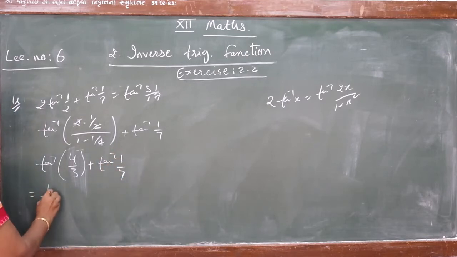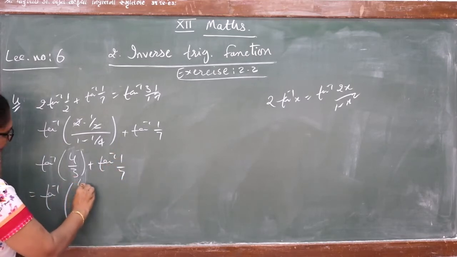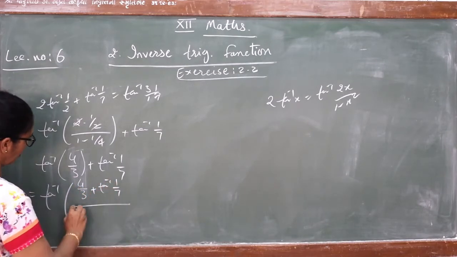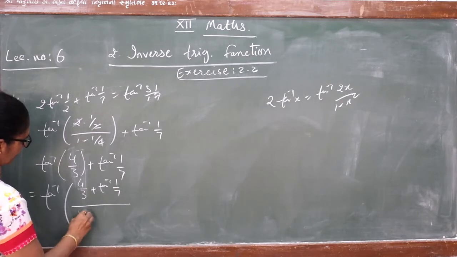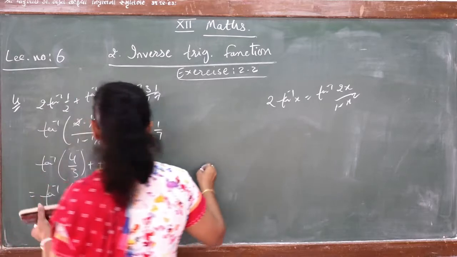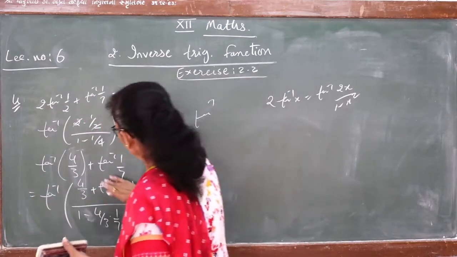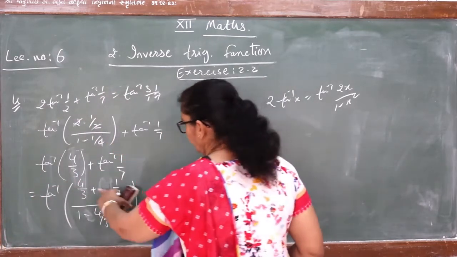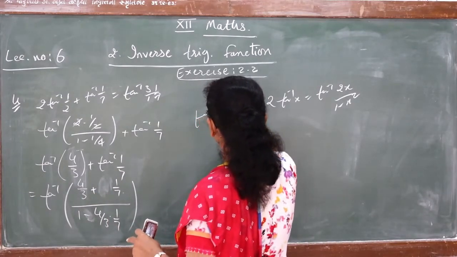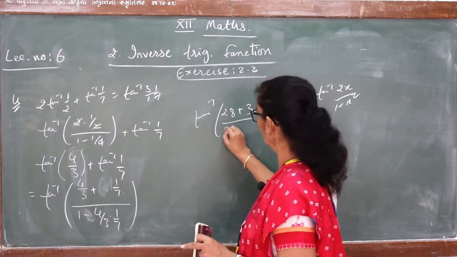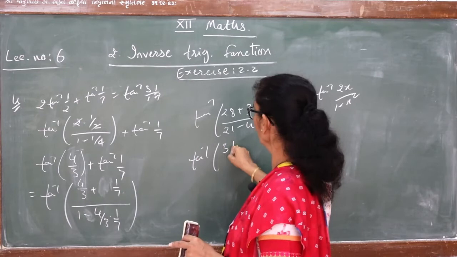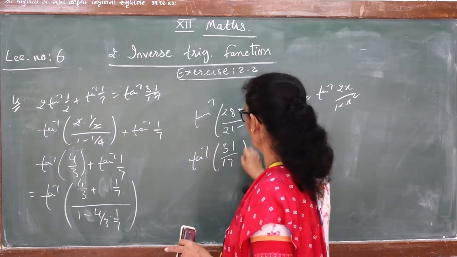Okay, let's add it. Now what is the formula? Tan inverse x plus tan inverse y equals tan inverse x plus y upon 1 minus x into y. Okay, let's simplify it. Tan inverse, 7 4s are 28 plus 3, upon 7 3s are 21 minus 4. What do you get? This is 31 and this is 17.